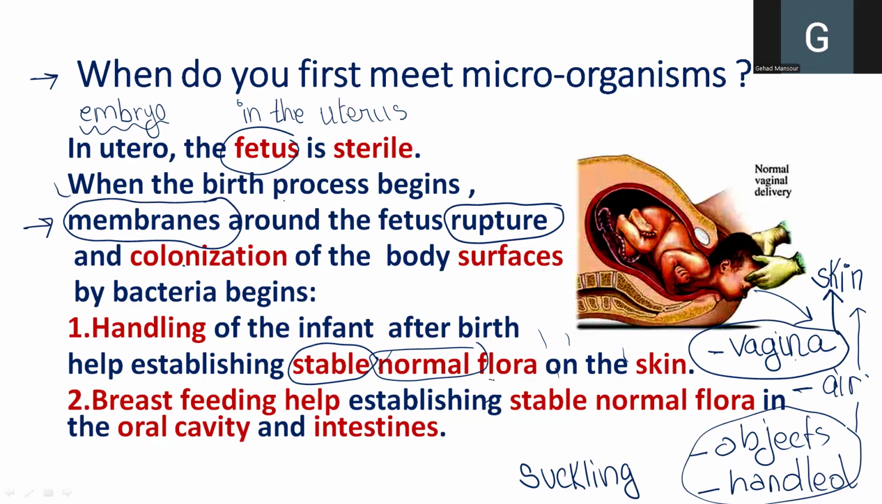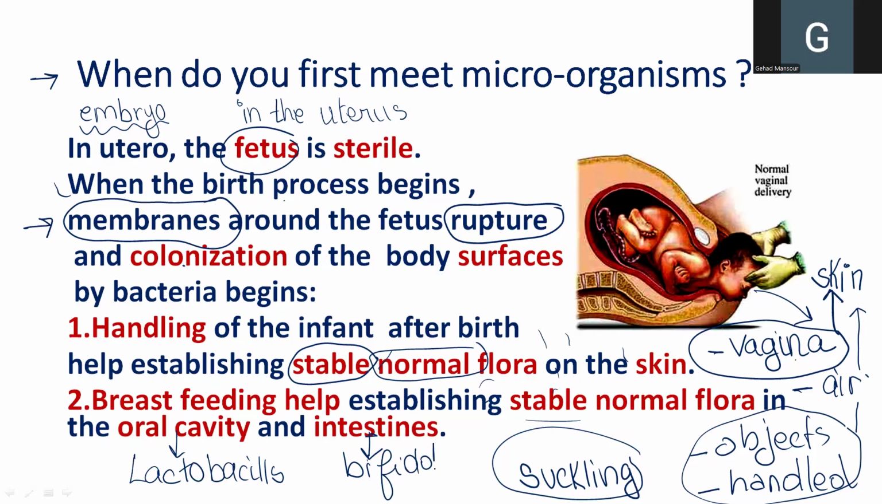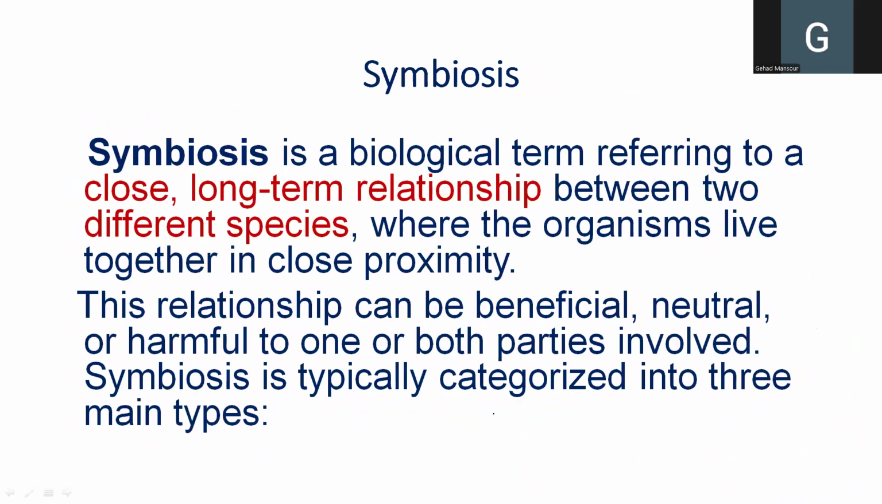And then the last process that gives you friendly flora is suckling, and this will give you stable, normal flora in both the oral cavity and the intestines. There are microorganisms that are famous for being in the oral cavity, and on top of them, we have the lactobacillus, which might one day turn pathogenic, and in the small intestine, we have the famous bifidobacteria that have plenty of benefits for your body. And now we move on to symbiosis.